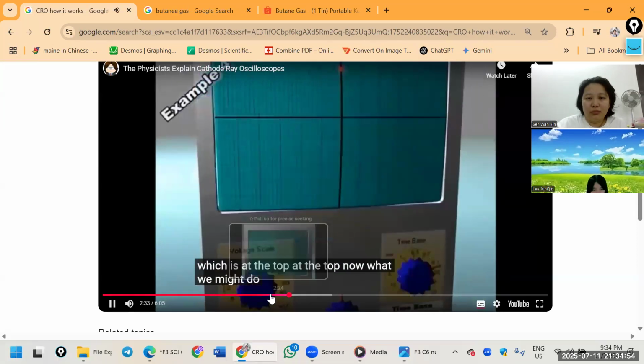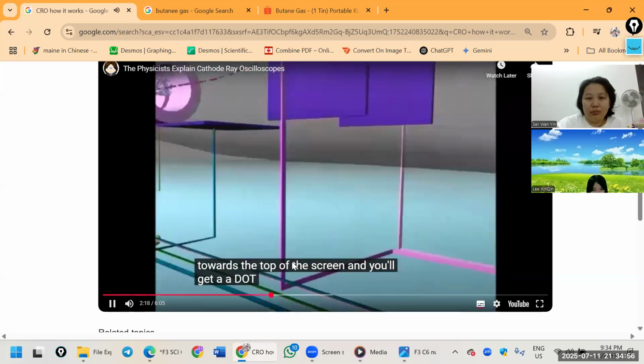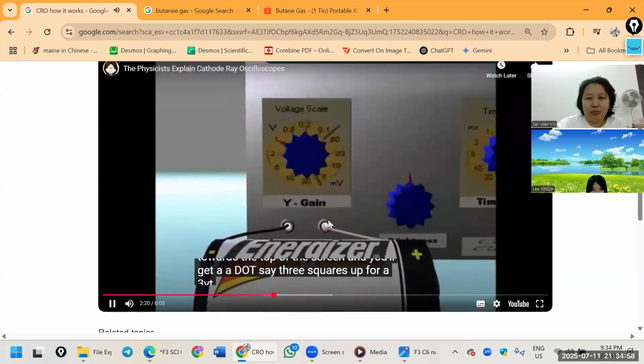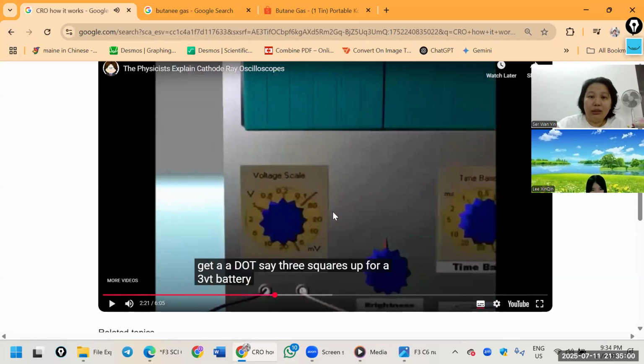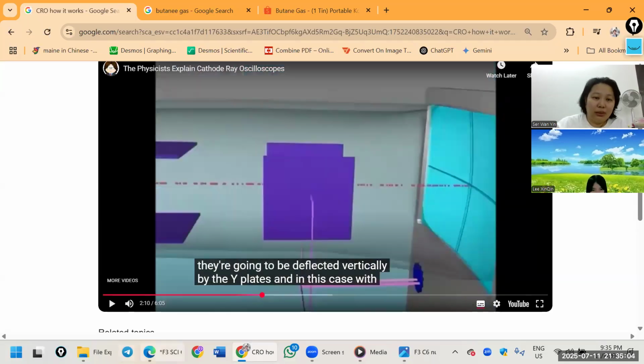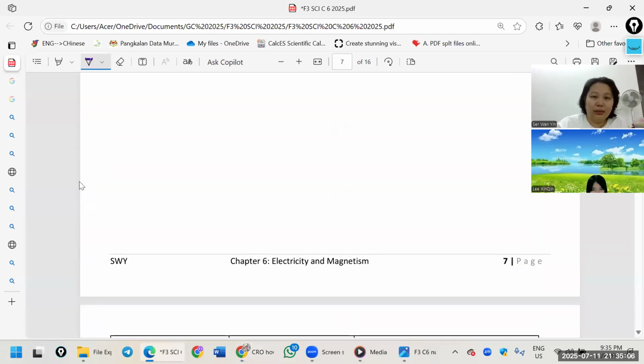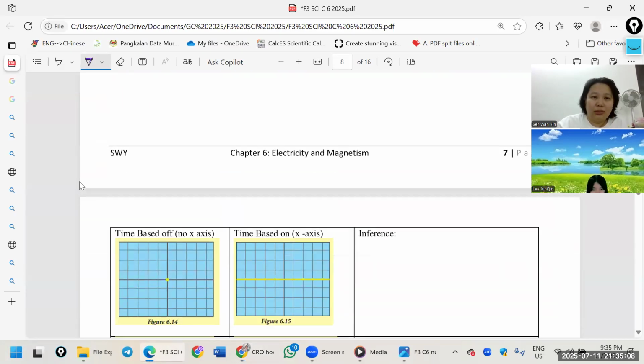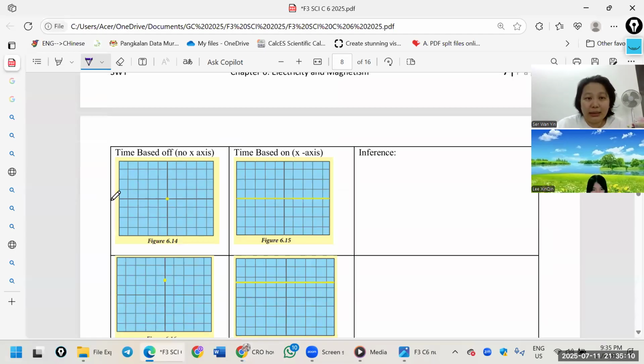Now, what we might do after that, plot, say, 3 squares up for a 3-volt battery. Y gain means voltage. By the way, we can say the x-axis is time base, then the y-axis is voltage. Okay, voltage.